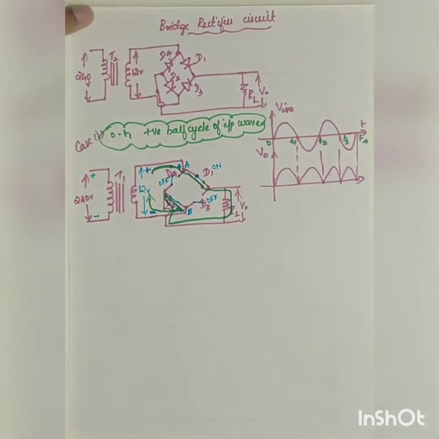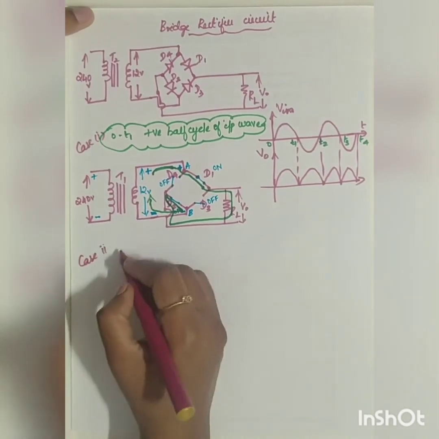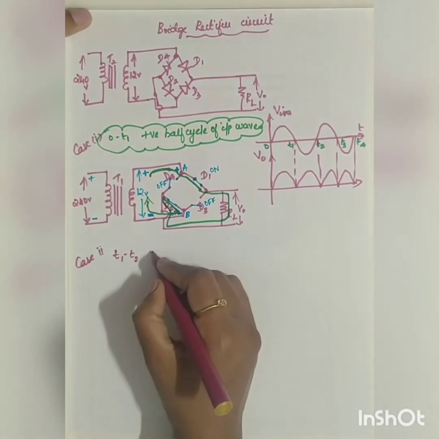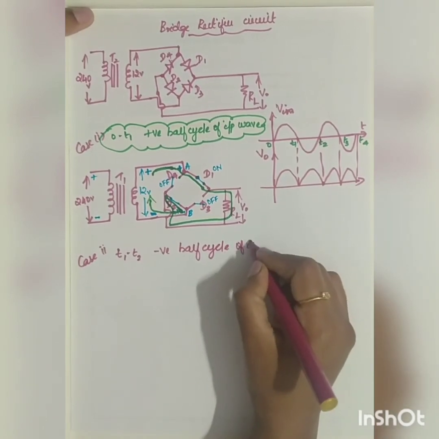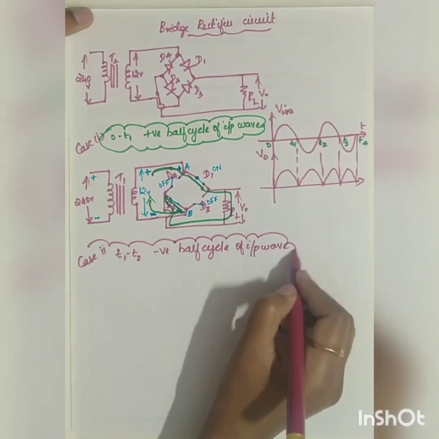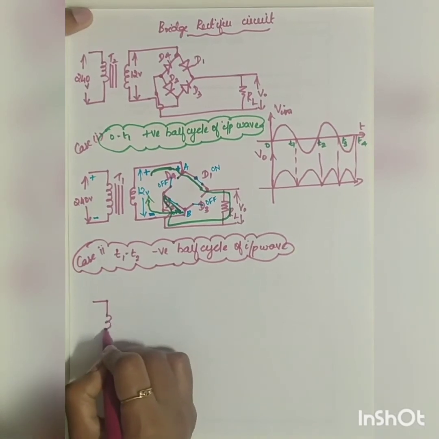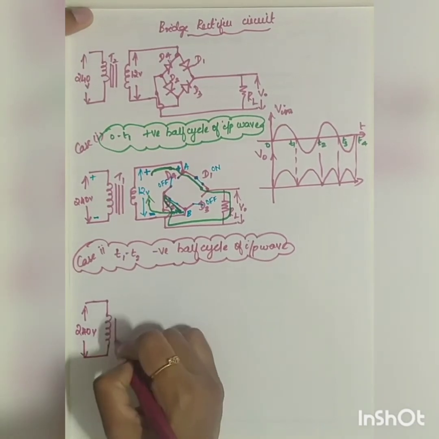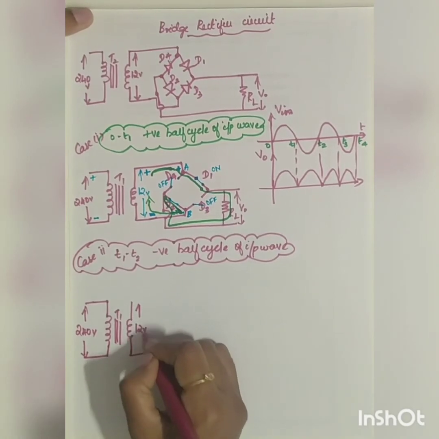Okay. Now what about the case 2? Case 2 is nothing but T1 to T2, right? That is during the negative half cycle of the input wave. So during the negative half cycle of the input wave, what will be the circuit working? Okay. Let me draw the circuit. So here you have the input, again 240 volt, transformer T1. So here it is going to be 12 volt.